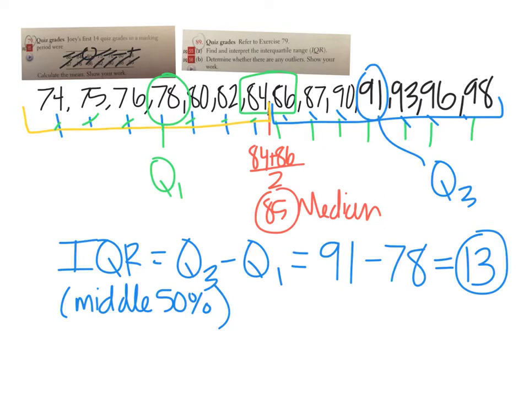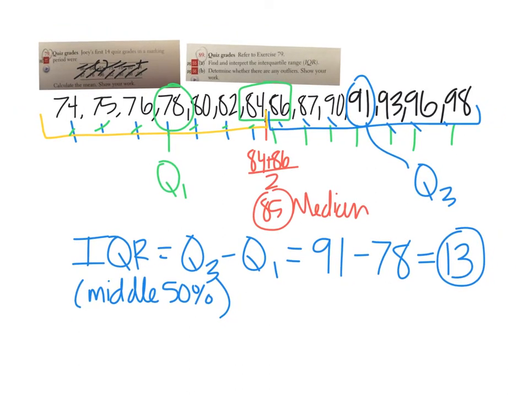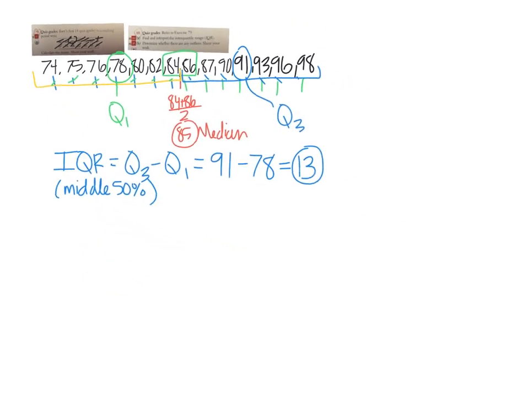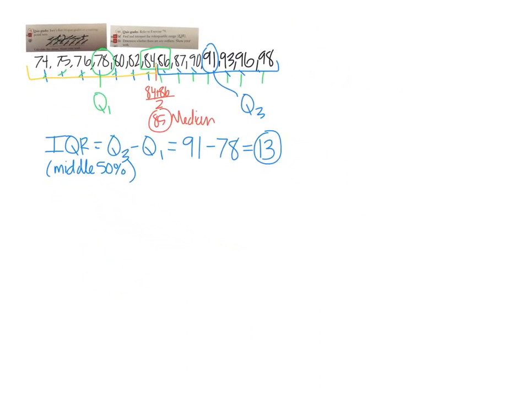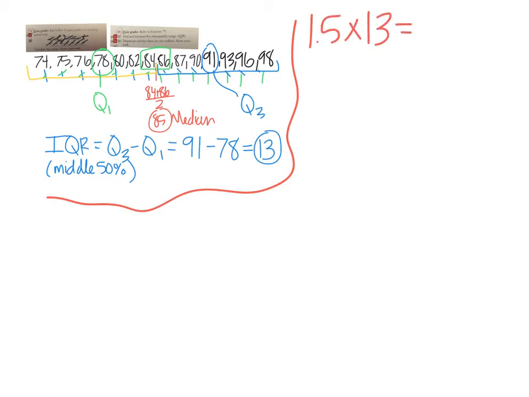Okay, the next thing we need to do is find outliers. So what I'm going to do is shrink all of this so I have a little more space. To find outliers, I need to use the 1.5 IQR rule. So 1.5 times 13 is where I need to start. I'm going to subtract that from Q1, and then I'm also going to add that to Q3. So this is 19.5. This is kind of like the distance that I can go from Q1 and from Q3.